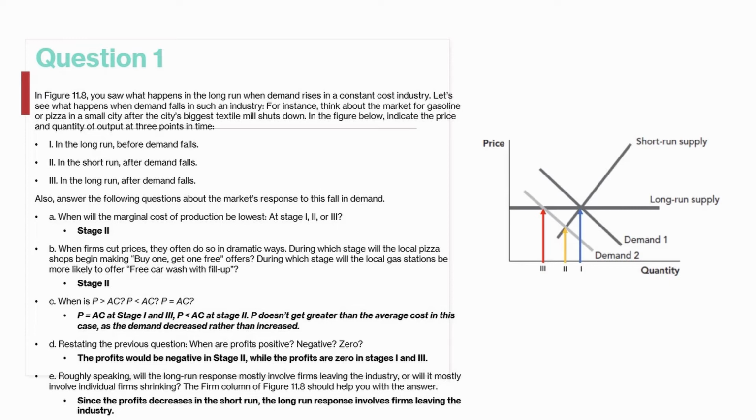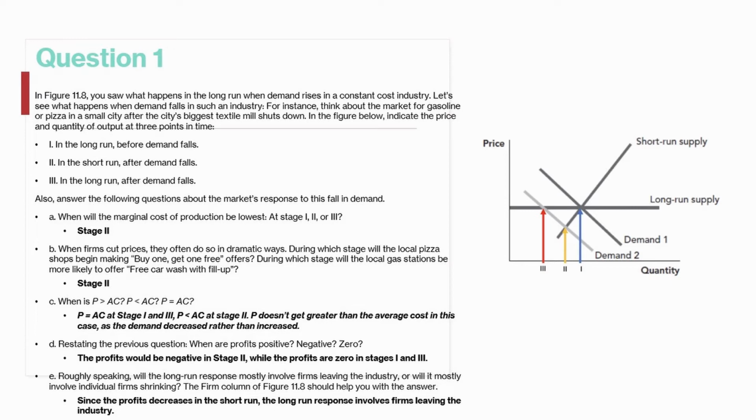At this point, the demand has fallen. Fewer people will have come to consume their products. So this is when they start getting desperate, offering things with a discount or an offer. So it will be stage 2. Part C. When is P greater than AC, or less than AC, or equal to AC?